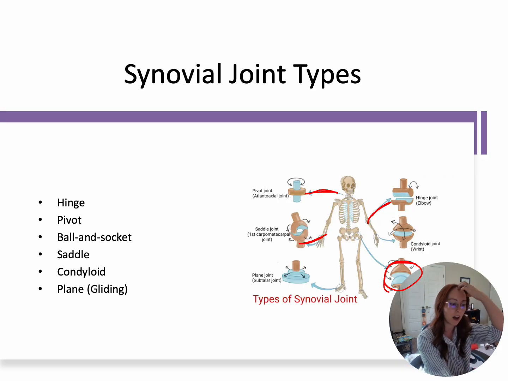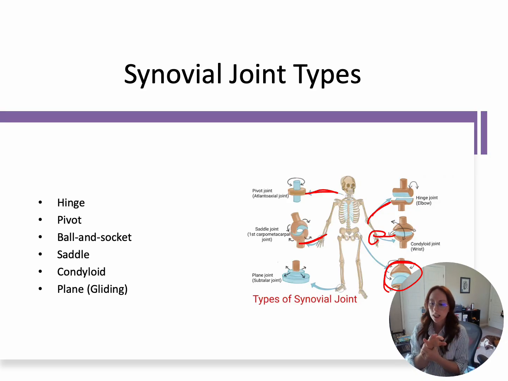And then we have the condylar joint, which allows for angular movement in two planes, but prevents rotation. So right here, that is going to be most commonly seen at the wrist. So again, two planes of motion: we can flex and extend, we can abduct and adduct, take it away from the body, bringing it back in.